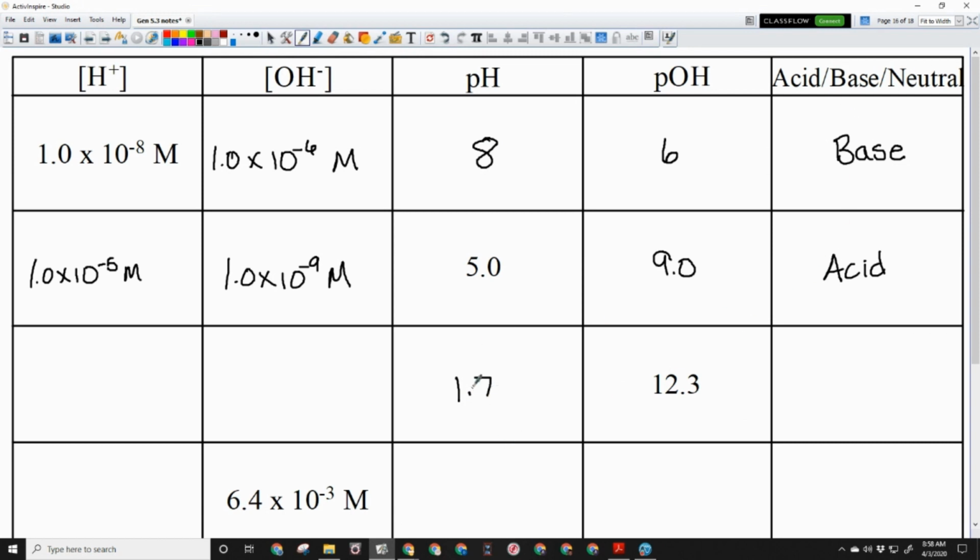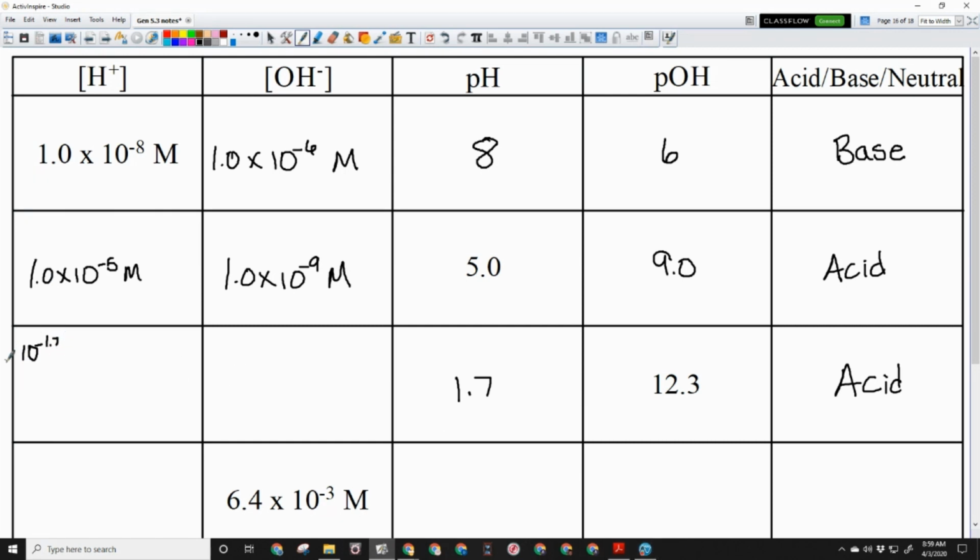Is this acid, base, or neutral? Well, this is way below 7, so this is a very strong acid. Okay, so remember, the farther you get away from 7, the strength is increasing. Okay, so now we need to calculate the concentration of hydrogen and hydroxide. So we have the pH and the pOH. Remember, to get the hydrogen ion concentration, it's 10 to the negative pH. So it's 10 to the negative 1.7.